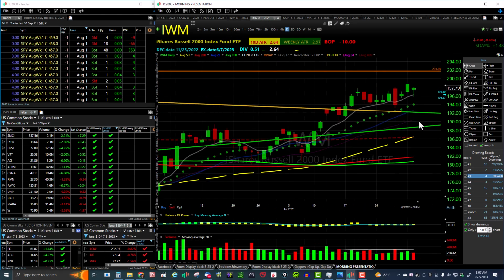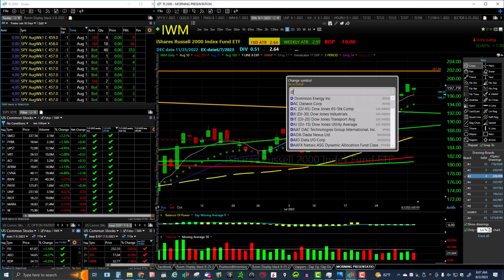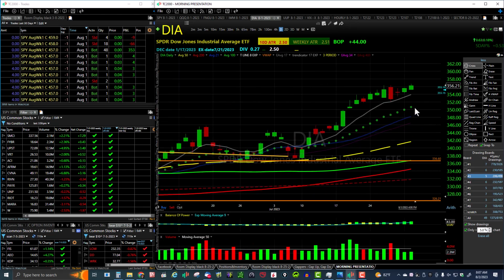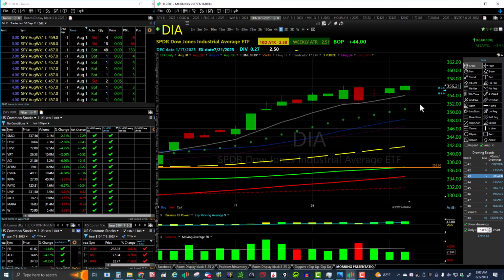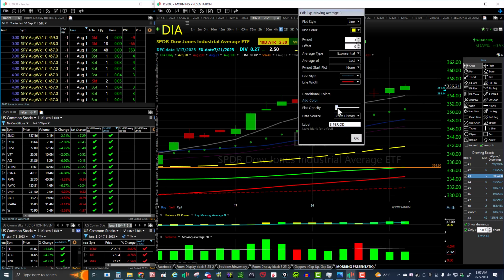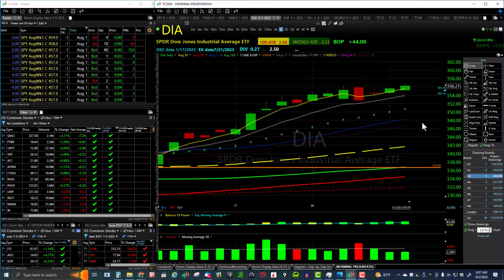Diamonds kind of doing the same thing. Not sure what happened there, but that was supposed to be diamonds. All right, diamonds putting in a higher low and a higher high yesterday. Nice candle. And we're missing the 3. And we'll add that in there.